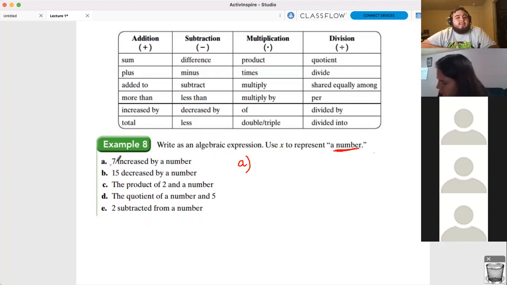So wherever you see the word number, it's the letter X. So A is 7 increased by a number. Increased by is what operation? Addition, add. So it'll be 7 plus a number. What do we use for the phrase a number? What letter? X. And we're done with A. 7 plus X.